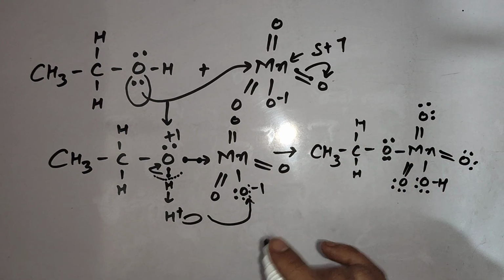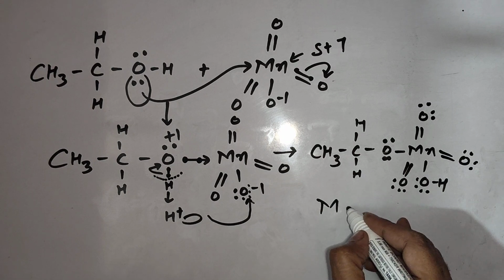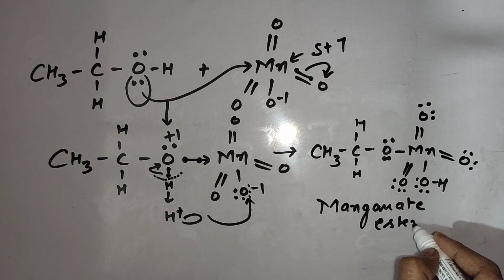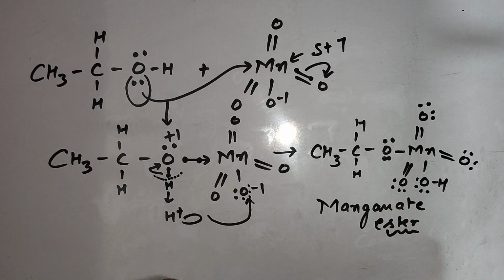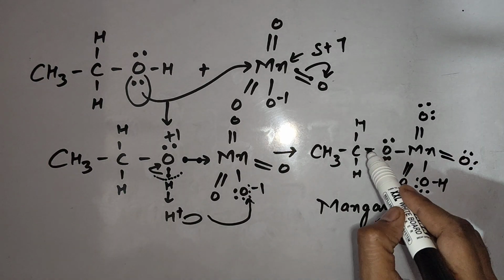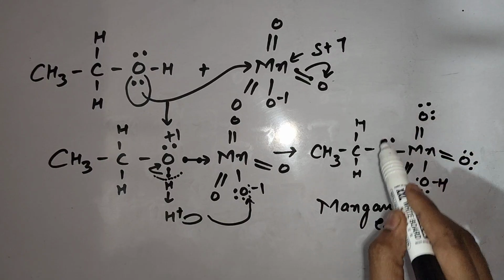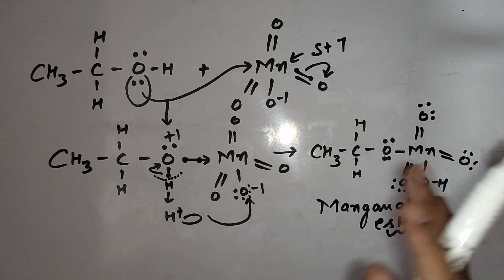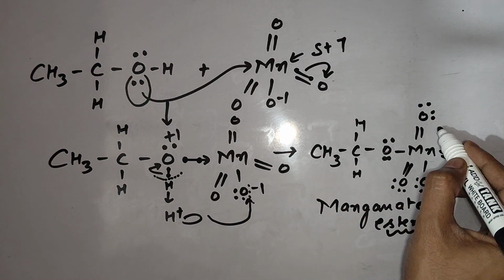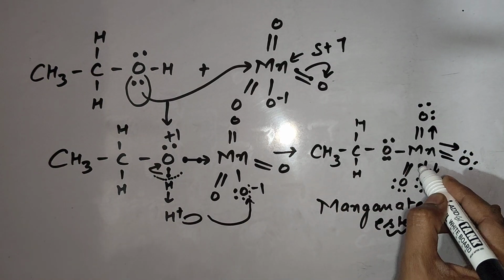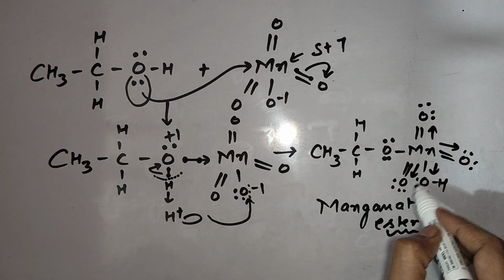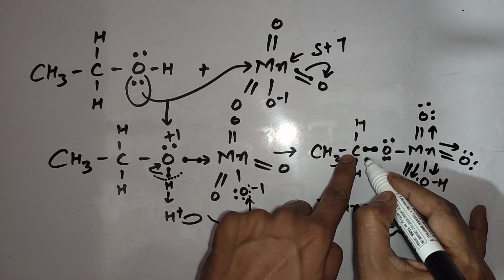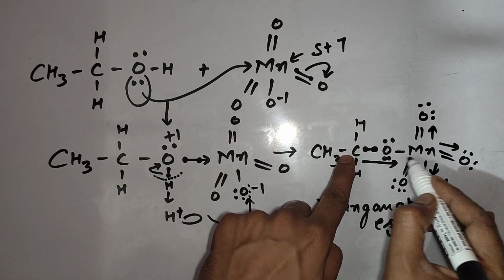Now this intermediate which is generated over here, we call it manganate ester. Now in manganate ester, you can check this part. This part is full of oxygen, and we know oxygens are highly electronegative atoms. So all these oxygens are pulling electrons toward themselves, due to which these electrons which are present between carbon and oxygens are strongly going toward that side.